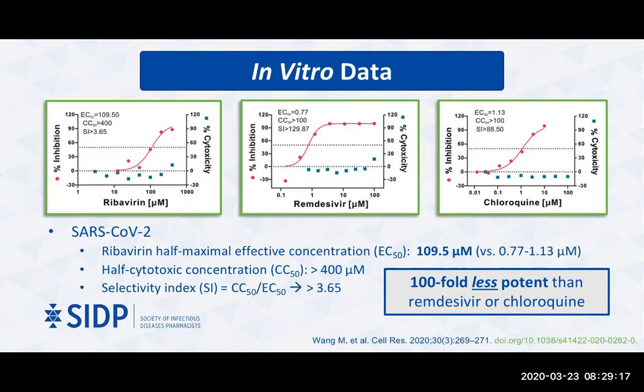The half cytotoxic concentration for ribavirin specifically was listed at greater than 400 micromolar, and that combined resulted in a calculated selectivity index of greater than 3.65. So that's not a very wide therapeutic index for the antiviral agent of ribavirin, specifically for SARS-CoV-2.